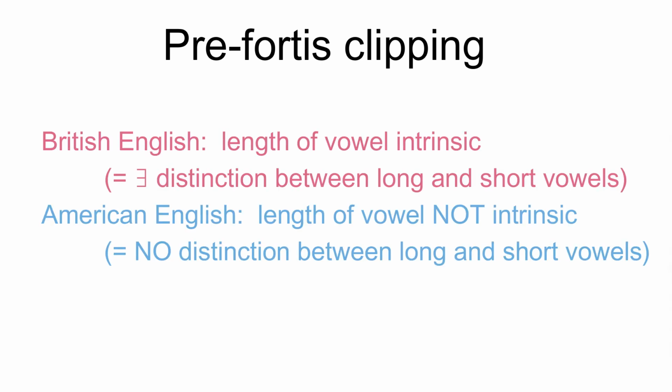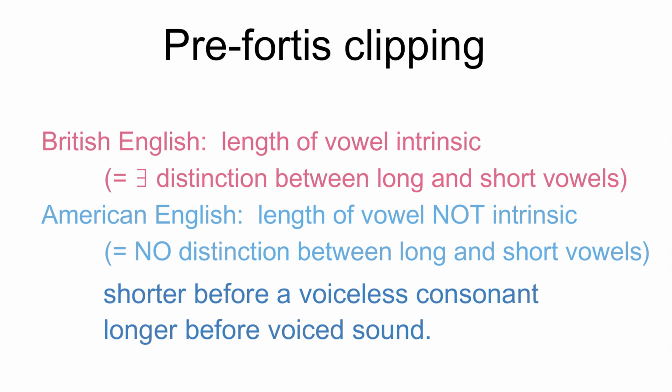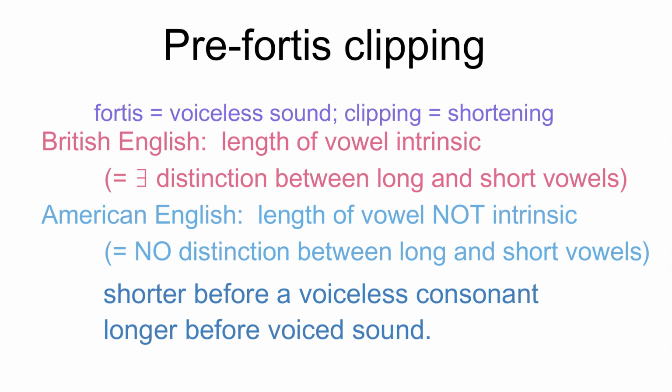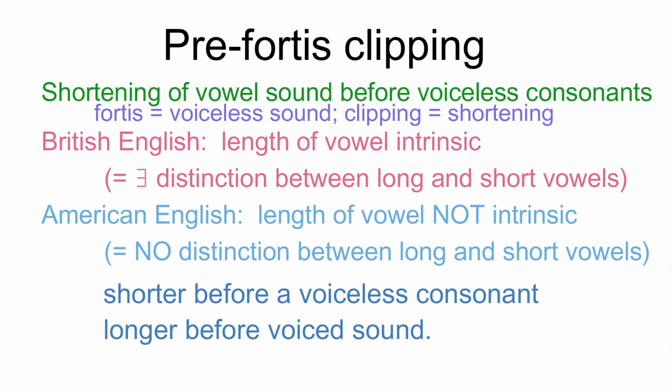Prefortis clipping. In American English, the length of vowel sound is not an intrinsic feature of a vowel. Rather, the length is determined by the neighboring sounds. Specifically, the length is shorter before a voiceless consonant and longer before voiced sound. This phenomenon, in linguistics, is called prefortis clipping. The term fortis amounts to voiceless sound, and clipping means shortening. So, prefortis clipping means the shortening of vowel sound before voiceless consonants.